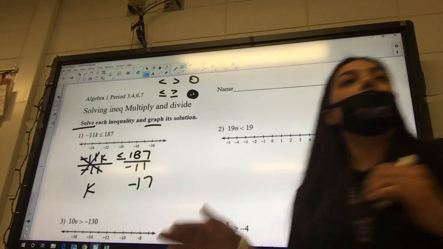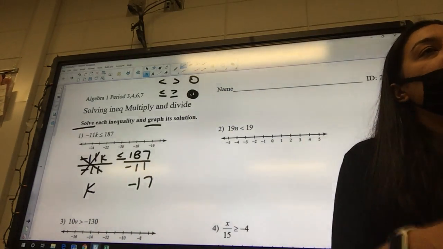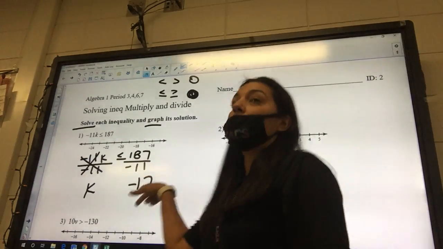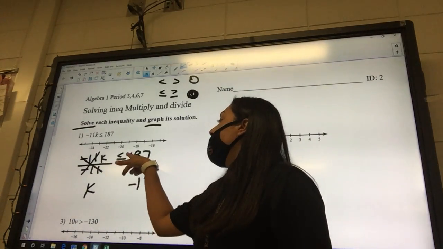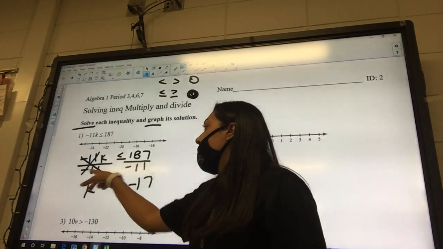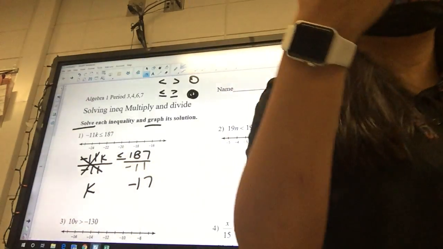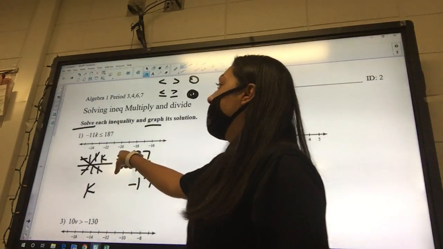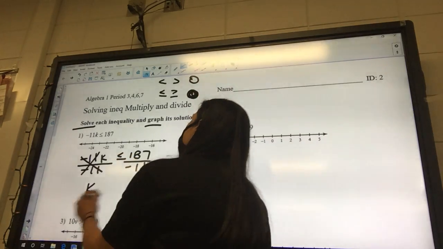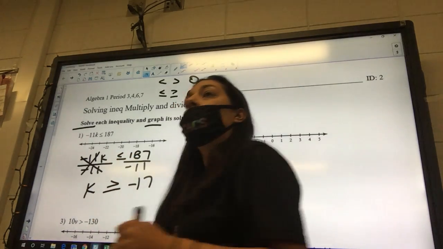Okay, and look up here, it's because we divided by a negative, not because my answer is negative. So this one is a negative. It wouldn't even matter if this one's a negative. The one that's the denominator every single time, if that's a negative, you have to flip the sign. Right now our sign is faced this way. That means that our sign should be faced this way.